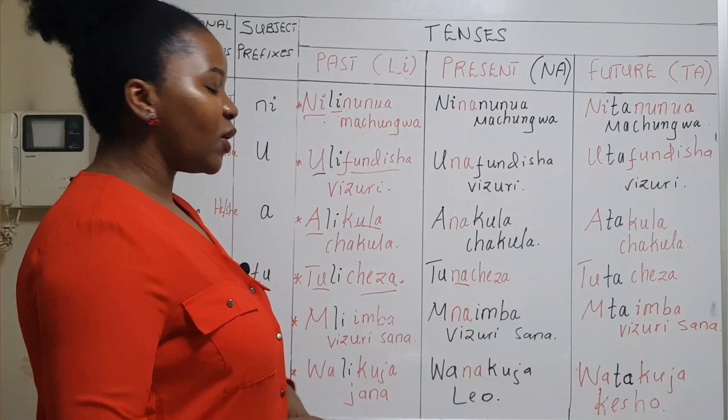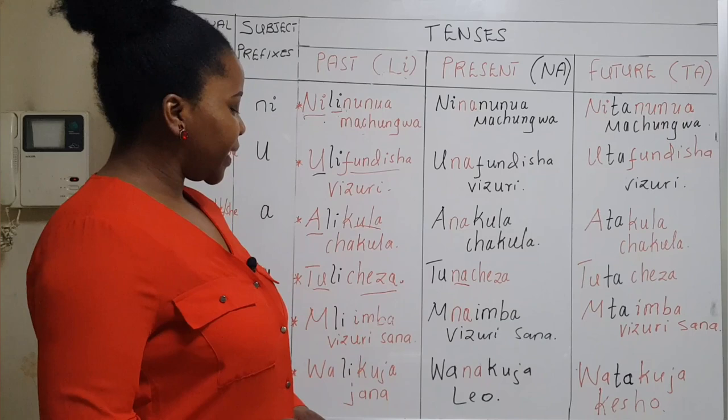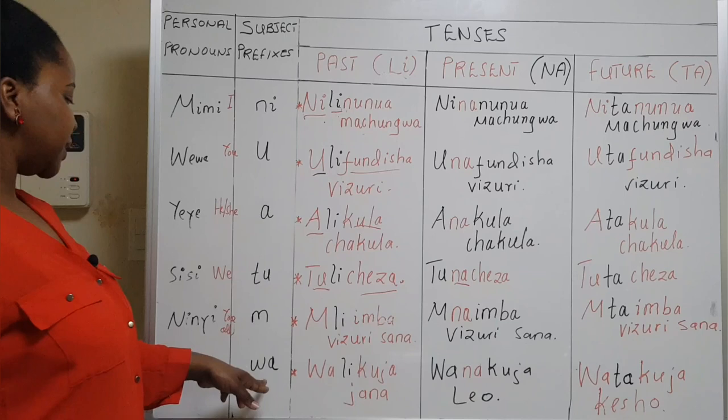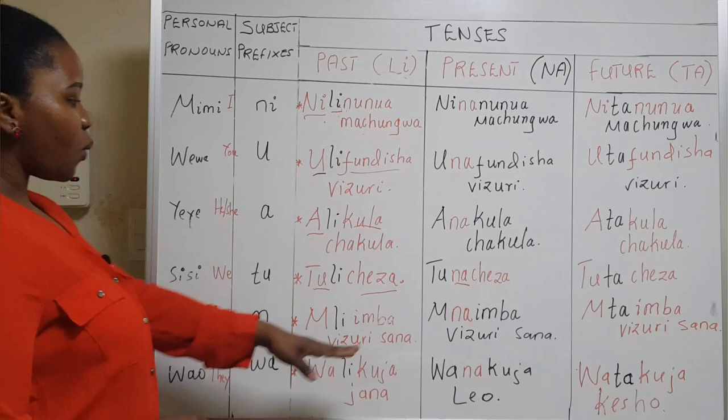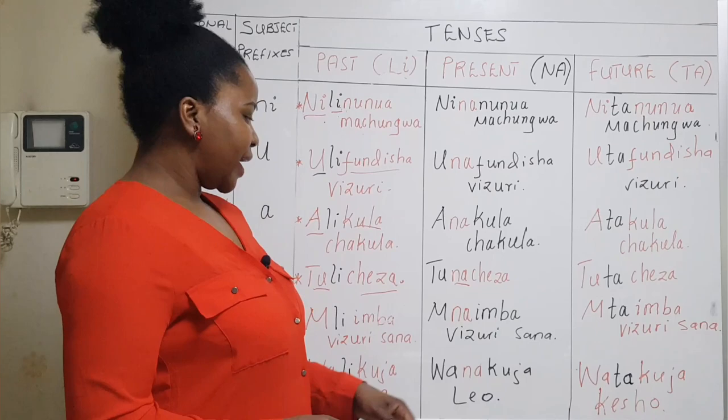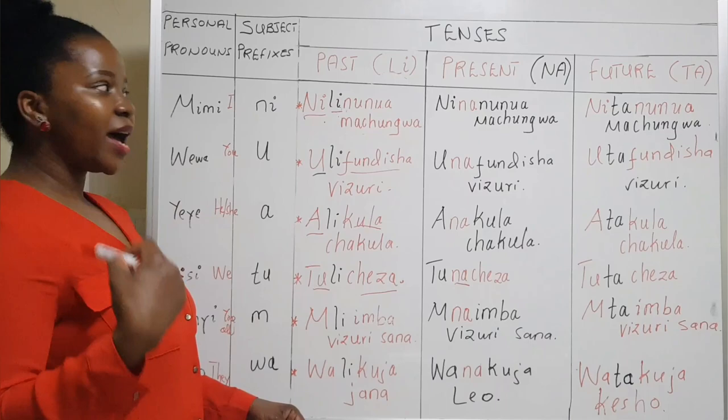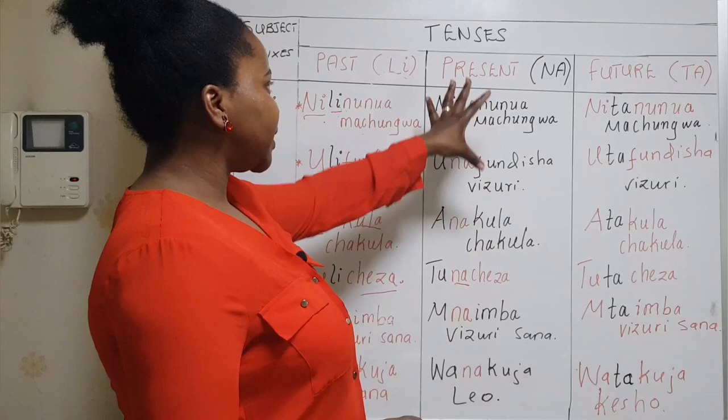So the next is wanakuja leo. Wa is the subject prefix that represents wao, which means they. So wanakuja leo, that means they are coming today. And for the past tense, we said walikuja jana. Jana means yesterday, and leo means today. So present tense, we say wanakuja leo.